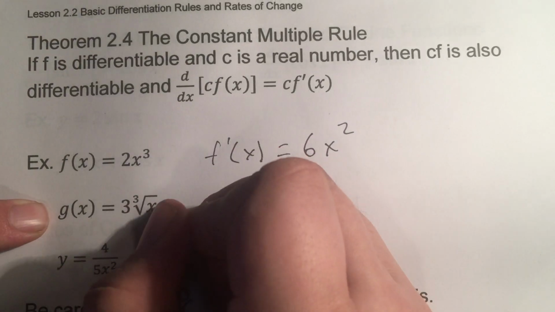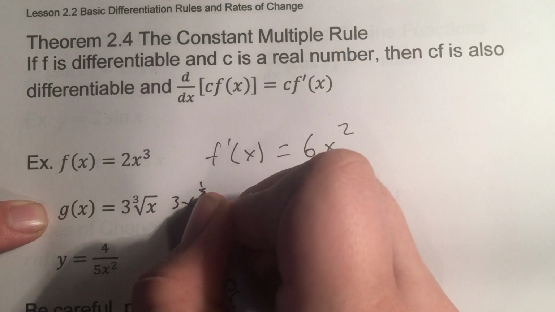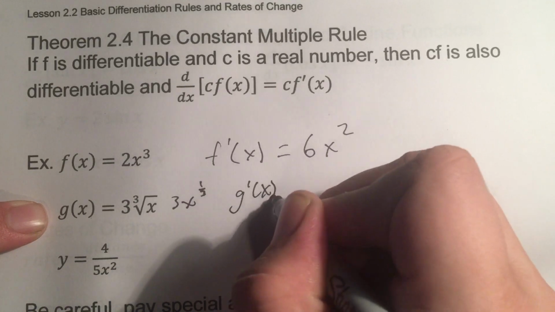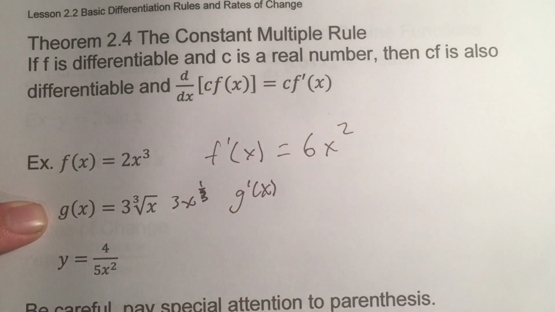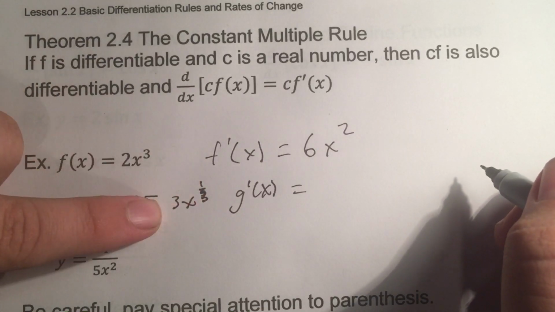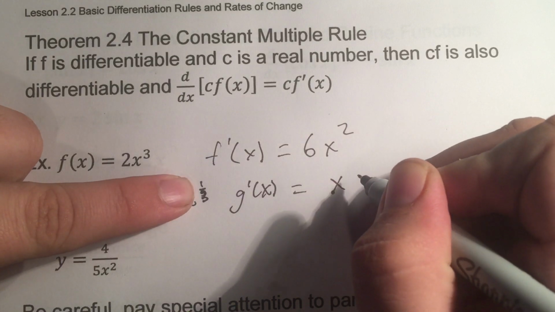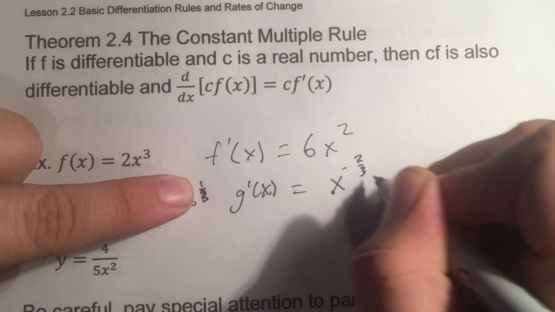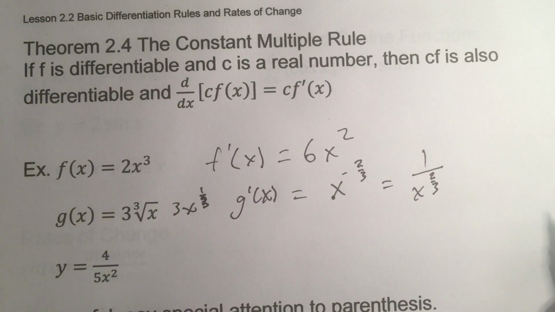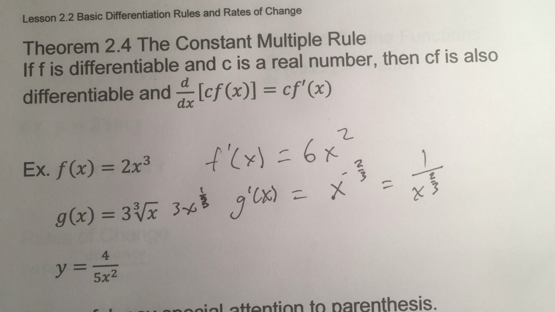Here, remember, if it's the cube root, we're really saying x to the 1/3. So when we do our g prime, one third comes in front. One third of 3 is just 1. And we subtract 1 to make it minus 2/3. So in other words, 1 over x to the 2/3. So 1/3 of 3 is 1, and 1 times anything is itself.